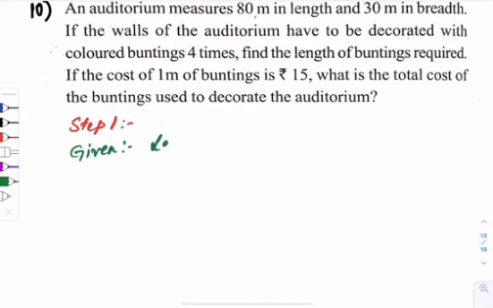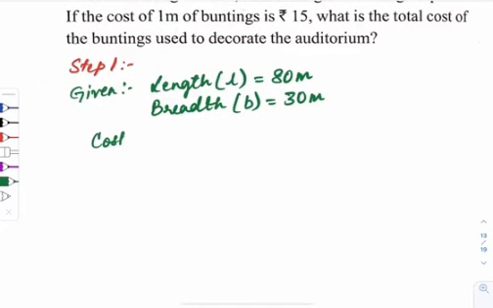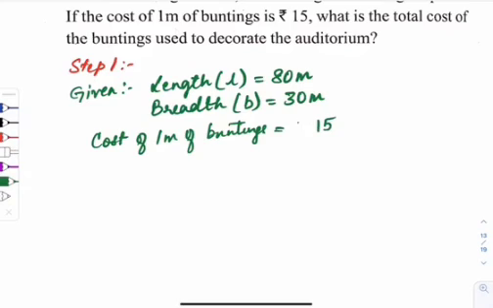Now length L is equal to 80 meters and breadth B is equal to 30 meters. Cost of 1 meter of buntings is given, which is equal to rupees 15. Okay, children. Now these are the given data from the problem.